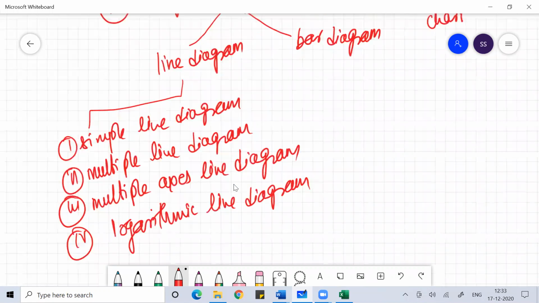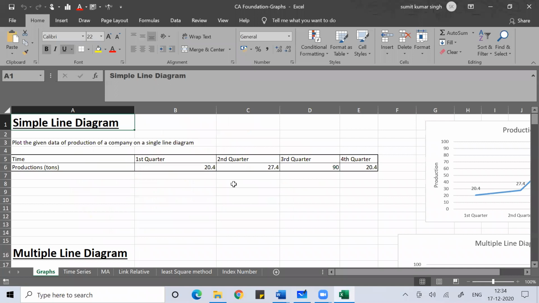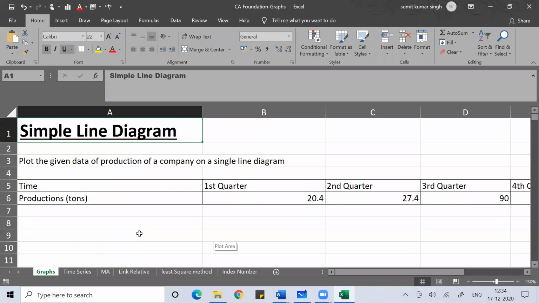So these are the different forms of line diagram. Either we talk about simple line diagram, or multiple line diagram, or multiple axis line diagram, or logarithmic line diagram. Basically, when you talk about simple line diagram, you can see this simple line diagram.